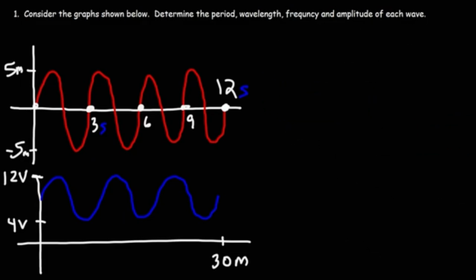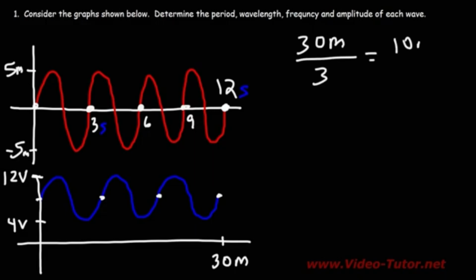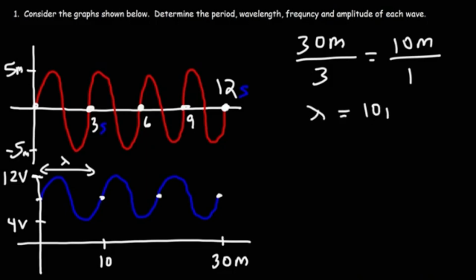Now for the second wave, the blue wave, notice that we have meters on the x-axis. That's going to help us find the wavelength. Now we don't have time or seconds on the x-axis, so we can't find the period or frequency for the blue wave, but we can find the wavelength. So this is 1 cycle, 2 cycles, 3 cycles. So 30 meters divided by 3 cycles means we have 10 meters per cycle. And that's the wavelength, the distance between cycles. So the wavelength in this example is 10 meters.